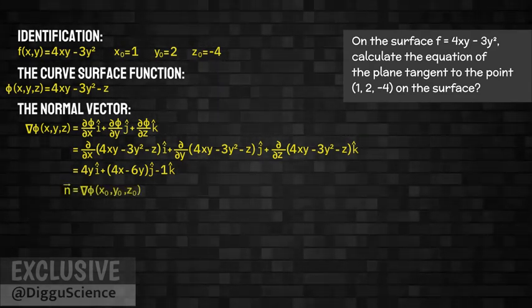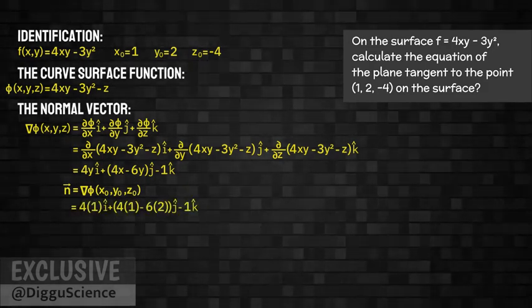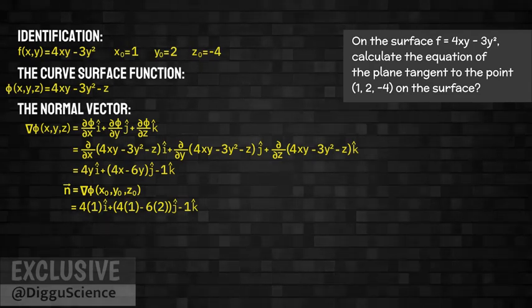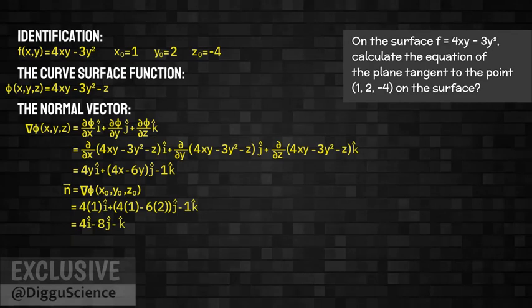The normal vector at the point x0, y0, z0 is 4 times 1 i hat, plus (4 times 1 minus 6 times 2) j hat, minus 1 k hat. The result is equal to 4 i hat minus 8 j hat minus k hat.